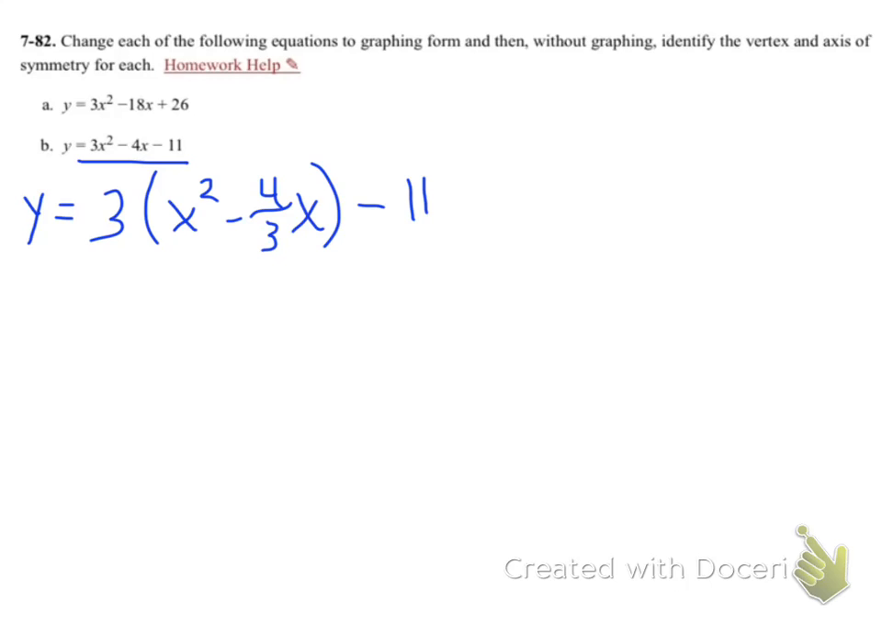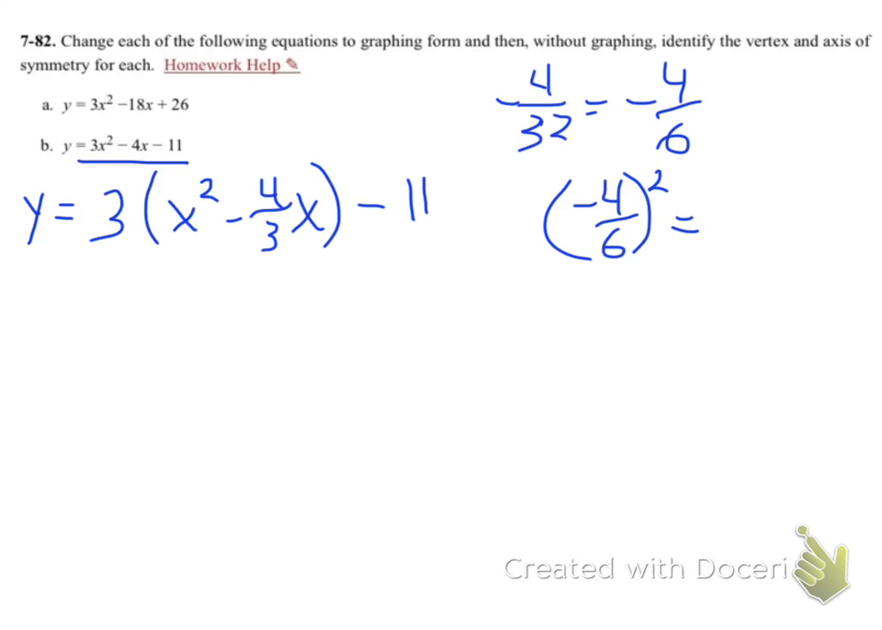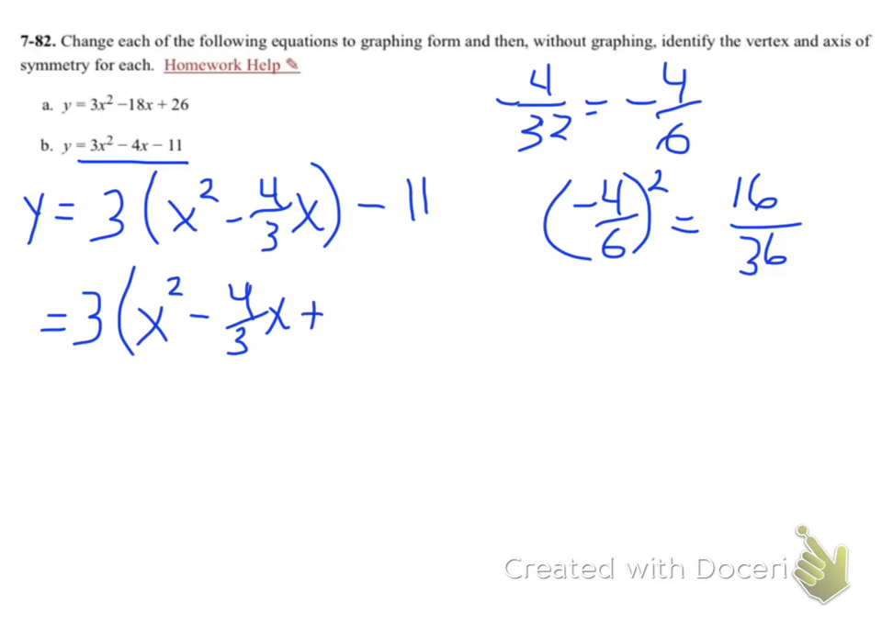So I take my negative 4/3 and I divide it by 2, so my 2 goes in the denominator. That gives me a negative 4/6. When I square a negative 4/6, that's going to give me a positive 16/36. So we're dealing with a lot of fractions here. However, the process is still the same. So now I am adding, to complete my square, 16/36.